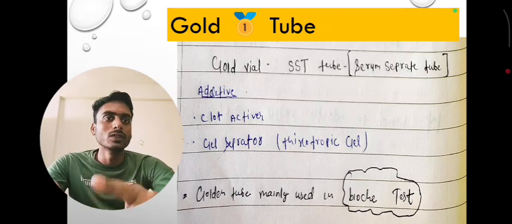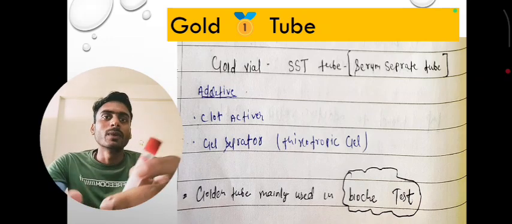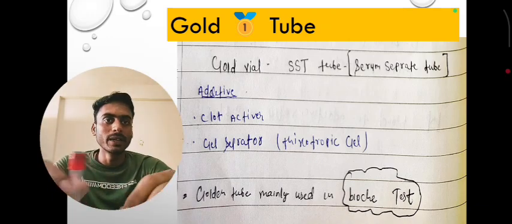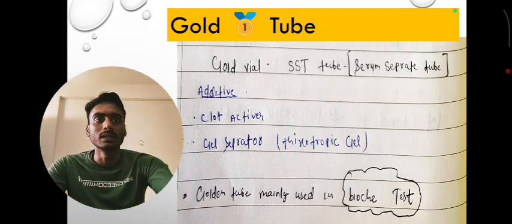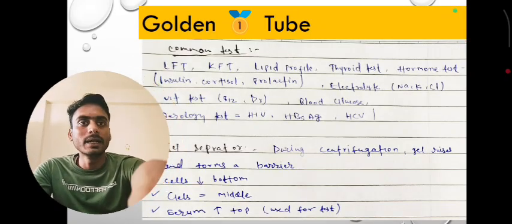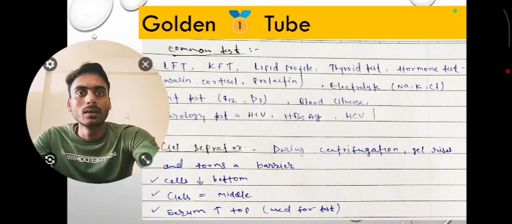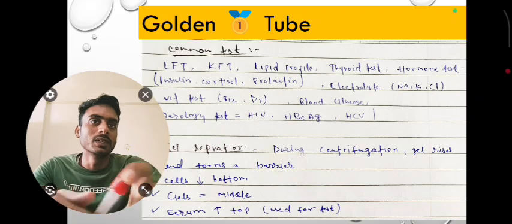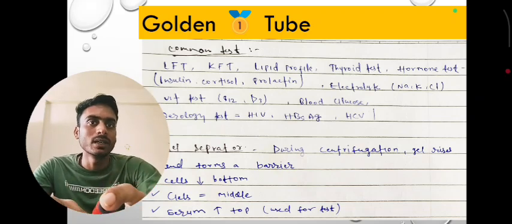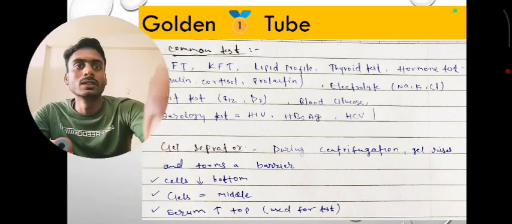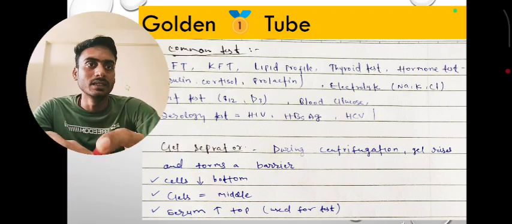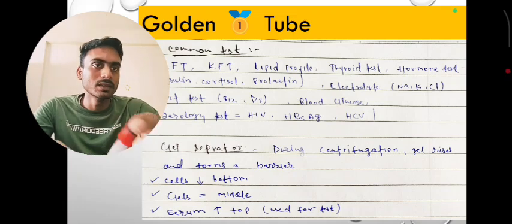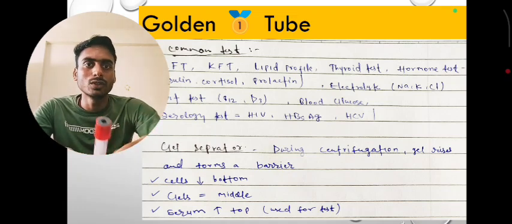The golden tube is mainly used in biochemistry tests. Biochemistry tests can also be done in a red tube, but the golden tube is mainly used for them. There are various kinds of tests: most common are LFT, KFT, lipid profile, thyroid test, hormone test, vitamin tests, or serological tests like HIV, HBsAg, or hepatitis. The gel separator mainly rises during centrifugation and forms a barrier.